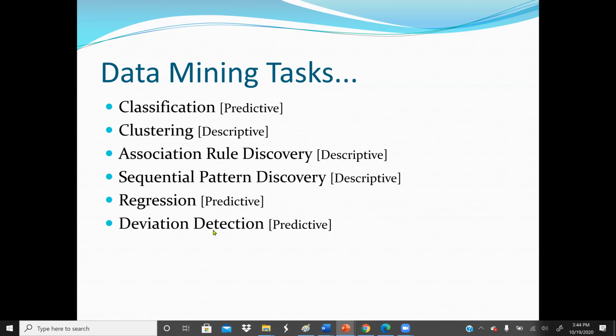So deviation detection can be used again to find any deviation from a behavior, even in a network intrusion detection system. Also, we can use the deviation detection. So these are the major data mining tasks, and each task has different algorithms.